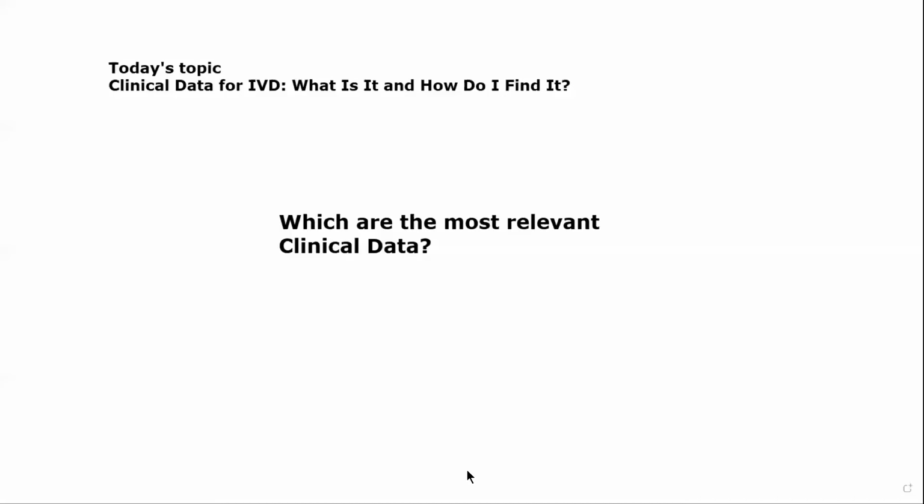So if you know that your intended purpose encompasses both, you may have a particular test that can be used not only for diagnosis of a disease, but also for monitoring treatment or response to treatment. In that case, you may want to collect data on both types of clinical data, or both sets of clinical data, and be able to explain what the relevance is with regards to each of the different intended purposes.